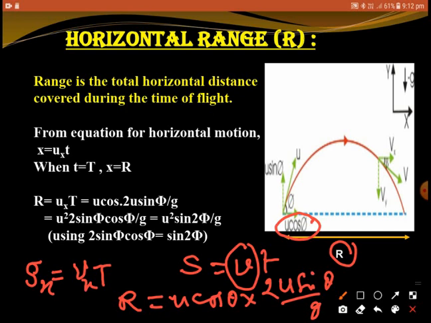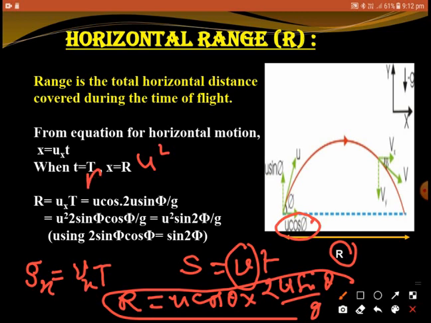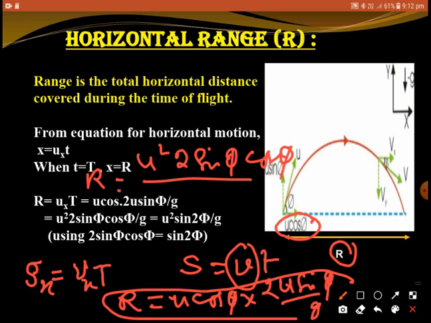Got it? So if you replace it, then your r will be equal to u into u, that will be u square, and here it is twice sine of theta cosine of, not theta, rather it should be phi, I'm sorry, in my diagram I used phi, so it should be phi, divided by g, isn't it?